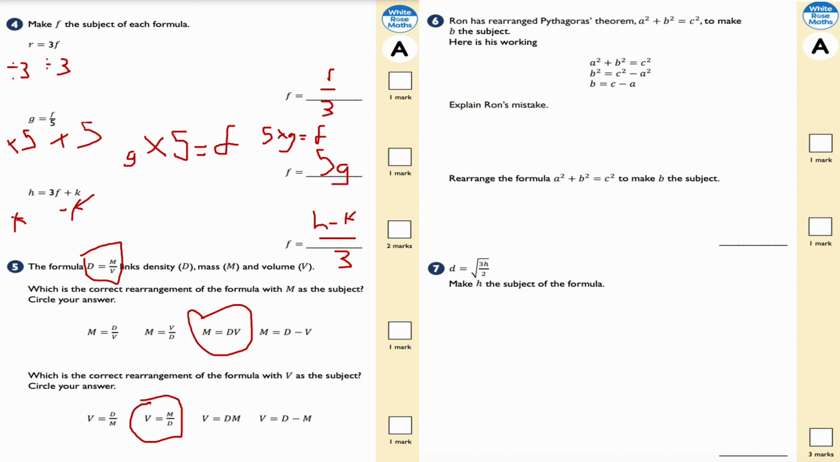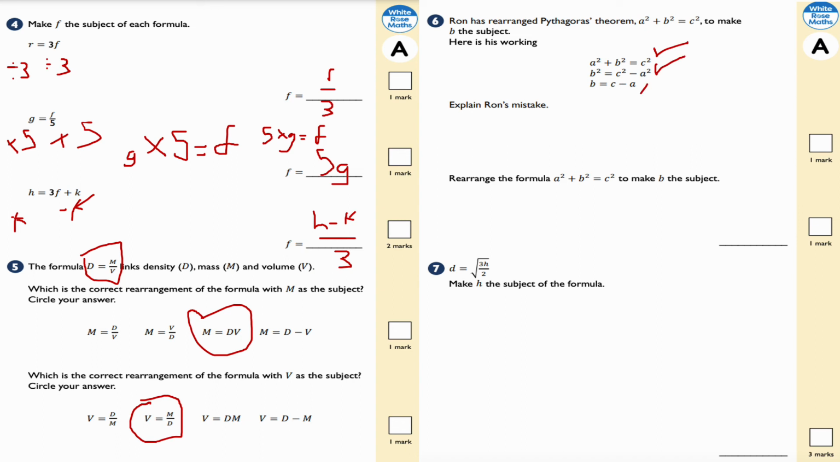Question number 6. Ron has rearranged Pythagoras' theorem, a squared plus b squared equals c squared, to make b the subject. Here is his working. A squared plus b squared equals c squared. B squared equals c squared minus a squared. That's fine. Yep, so the first step's fine.